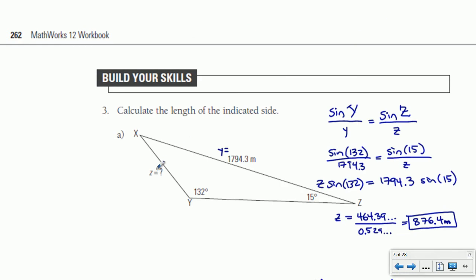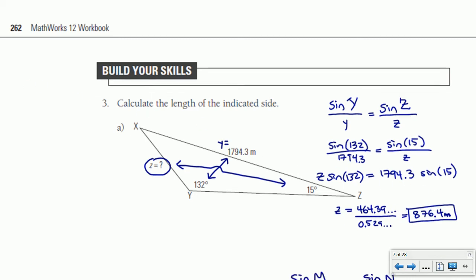Question number 3a, we need to find side length z. We know 2 out of 2 in this side angle pair. We know 1 out of 2 in this side angle pair. So it's a straightforward application of the sine law, and we get side length z is 876.4 meters.